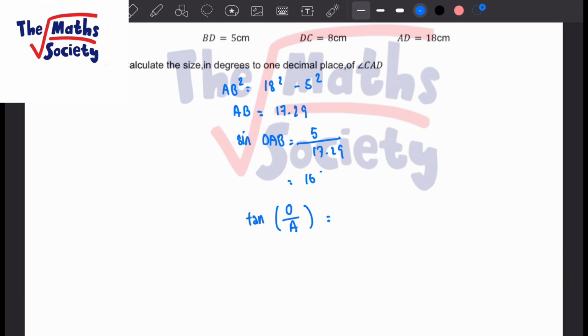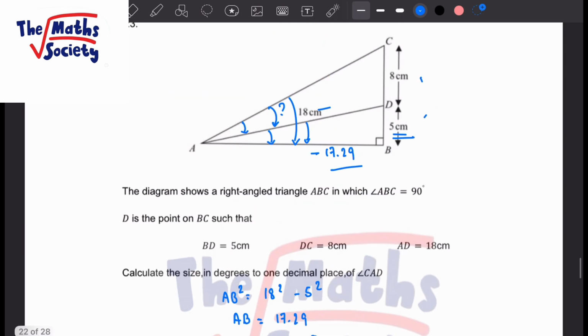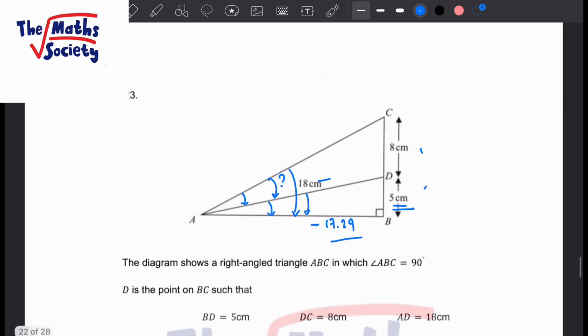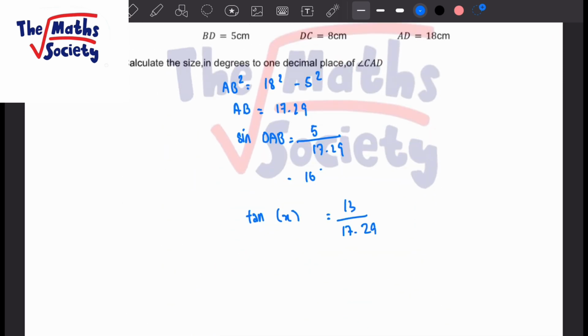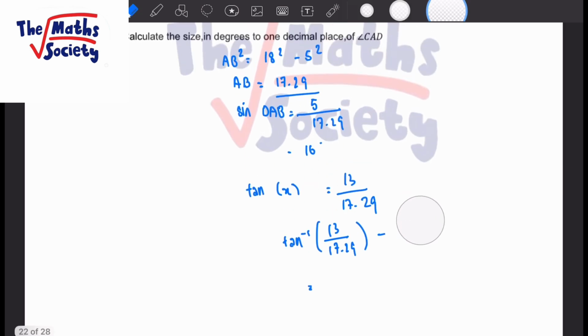That's going to be 8 plus 5. So that's 13 divided by 17.29. And then with that one, you're going to have to get the tangent first, so that's going to be tangent inverse of 13 over 17.29, minus the small angle DAB, minus 16. Not 17.29, 16. Minus 16 because DAB.